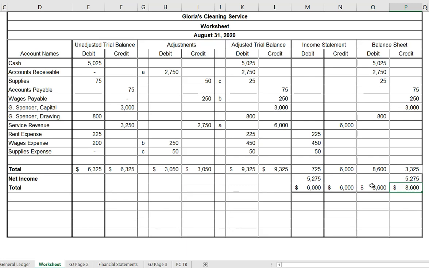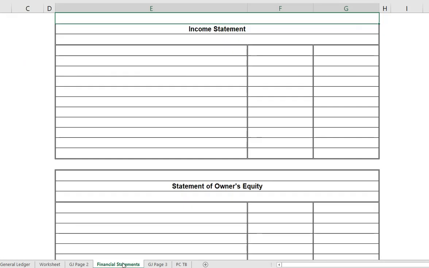Here we are. Our columns agree. Awesome. We've got our worksheet done. Now we can proceed to preparing our financial statements. To do that, we're going to click on the Financial Statements tab from the Excel workbook. And this is what it looks like. All right, so let's begin with our heading.